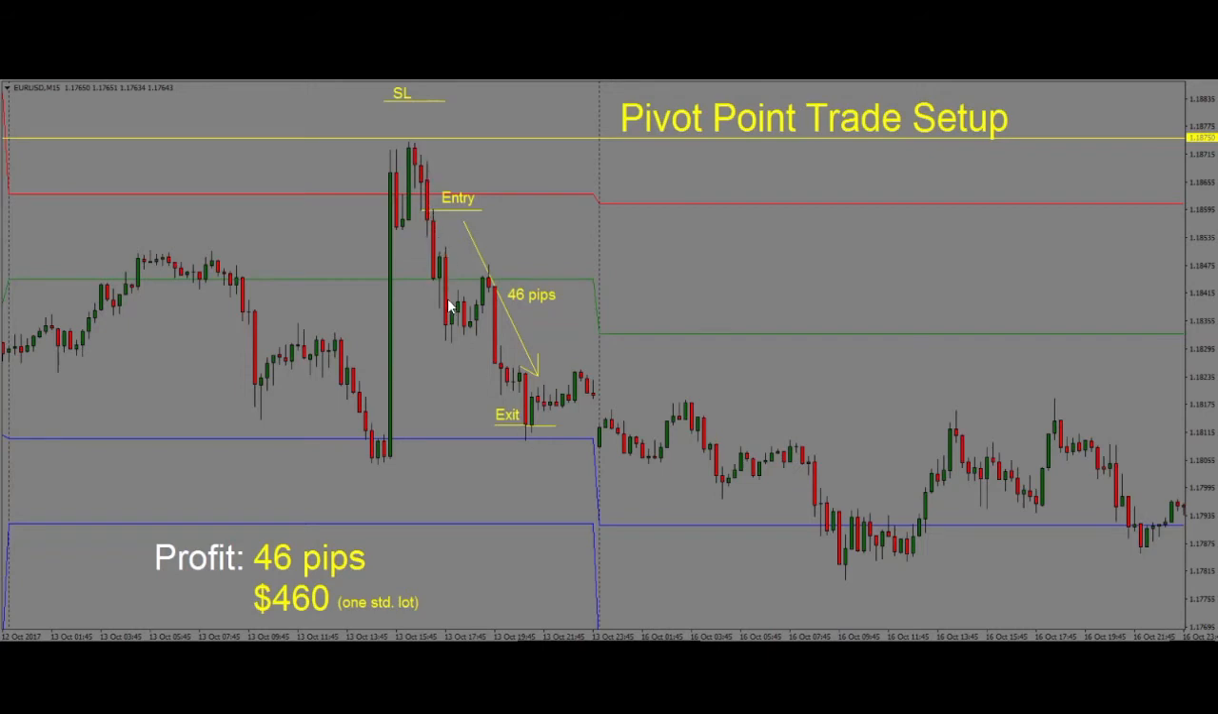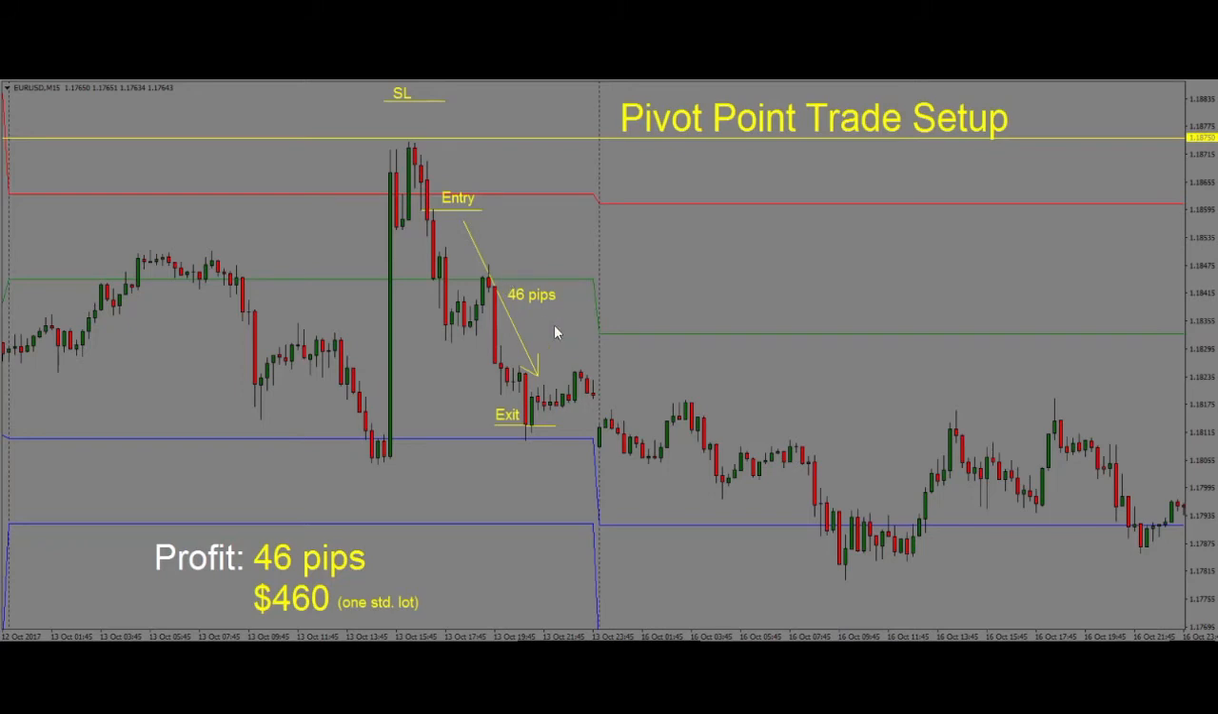As we can see, price moves lower, pulls back into the pivot point, stays below that, and then comes into our S1 level. So this is also where our price takes off from. So we would have our take profit target already set just above the support level here. So from entry to exit, we get 46 pips in the trade.